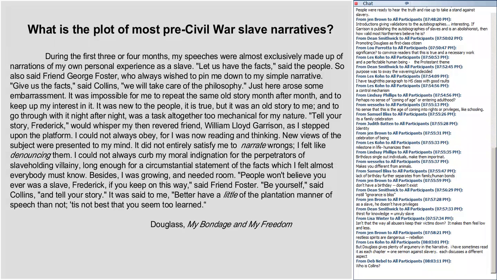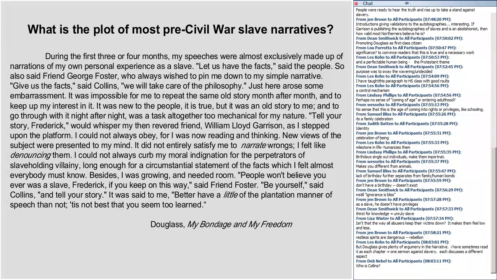So when Douglass walks up to the platform to speak, Garrison says, "Tell your story, Frederick." And then we see Douglass saying, "It was getting harder and harder for me just to tell my simple narrative." He wants to do more than just tell a simple story of what it was like to experience slavery, to give you lots of facts about what slavery was. He doesn't want to just narrate. He wants to denounce. He wants to bring his own viewpoints in. He wants to talk about how he feels about this, not just be the purveyor of so many facts.